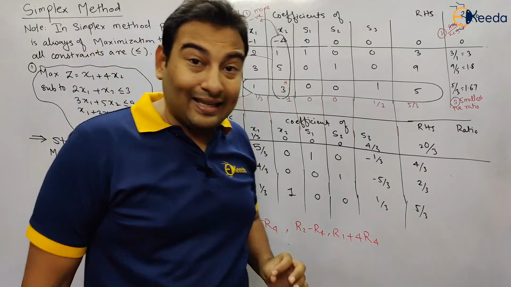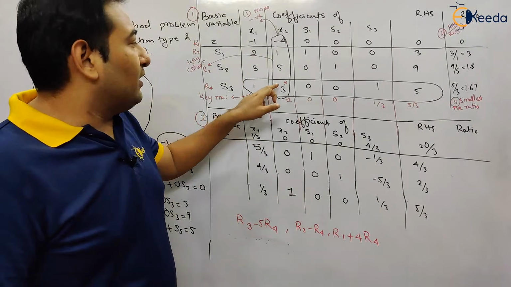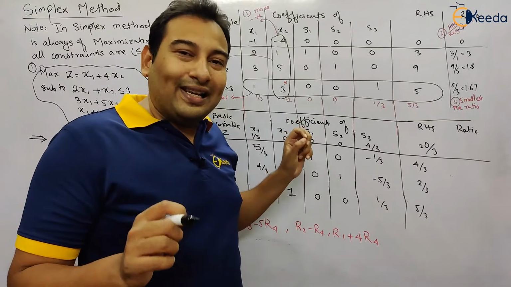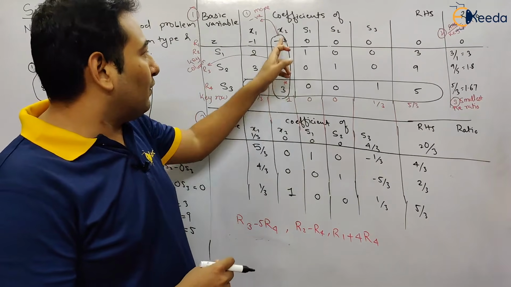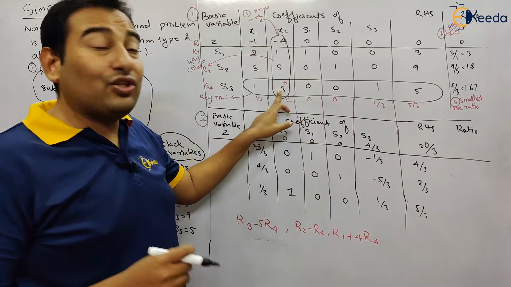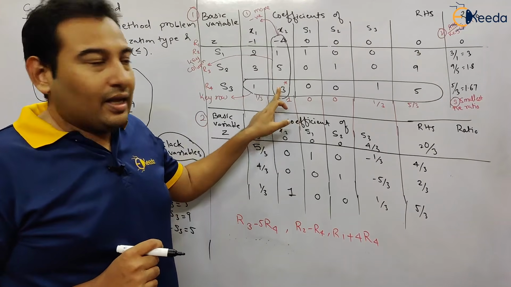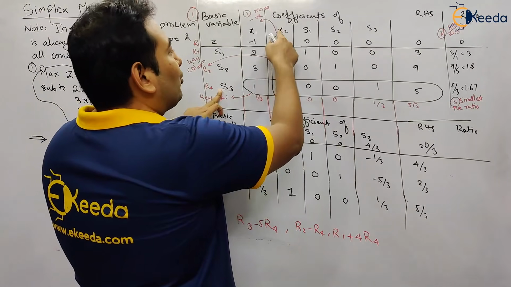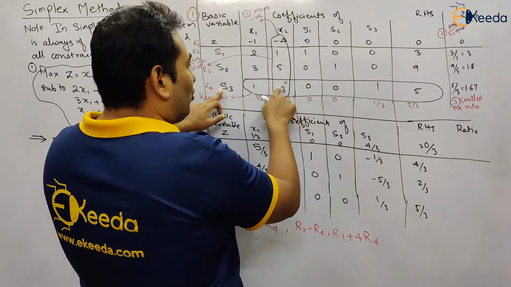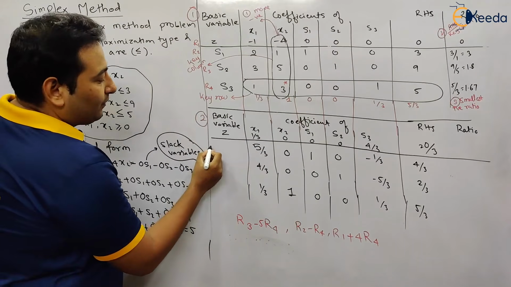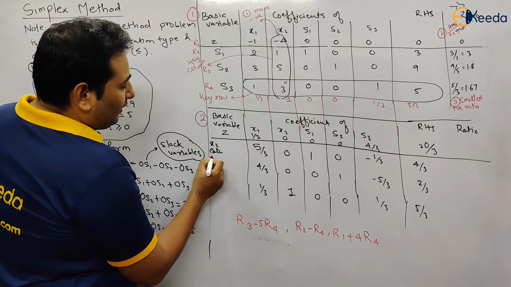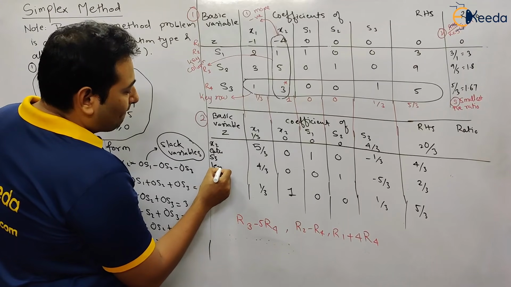One more important thing. See here, this is your key column, right? This is your key element. Key element you will get by the intersection of key column and key row. So this is your key element. Key element go this side, S3 go up, X2. That means X2 will enter and X3 will leave. X2 enters, S3 leaves.